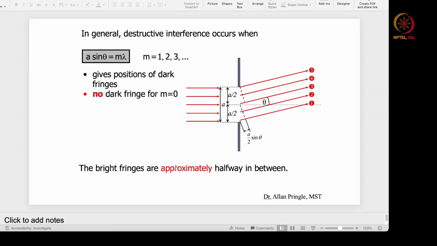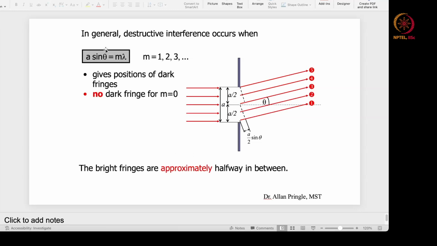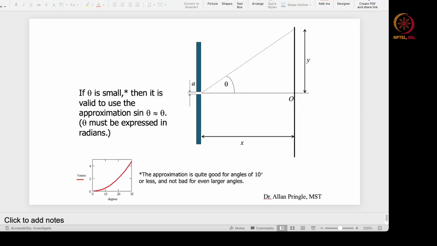Okay, so the bright fringes are approximately halfway in between the dark fringes, right? So the dark fringes formula is therefore quite easy. As you can see, this is what you would actually get: a sine theta is equal to m lambda, m equal to 1, 2, 3, 4, 5, 6, right? Okay, so this gives the position for the dark fringes. Remember, dark fringes, and there is no dark fringe for m equal to 0, right?